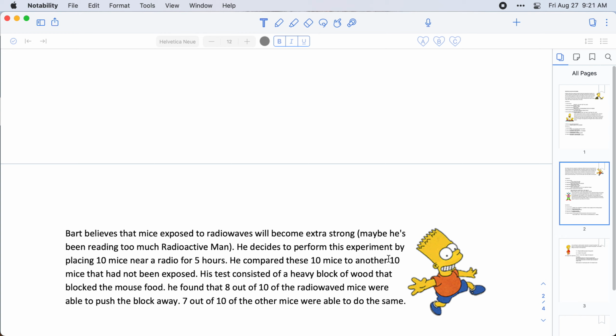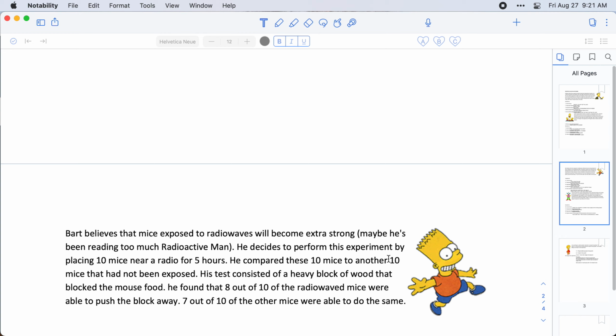He's going to measure the strength by having them push a block of wood out of the way. Maybe they're in a maze, and in order to get from where they are to like their food, they have to push a block out of the way. So he does that. The radioactive mice, 8 could push the block away, and the group that he's comparing it to, only 7 out of 10 could push the block away.